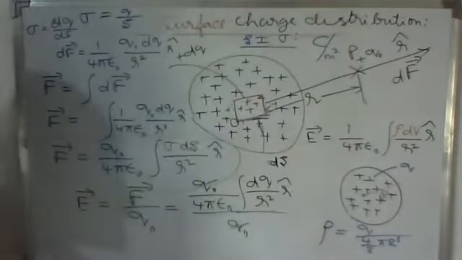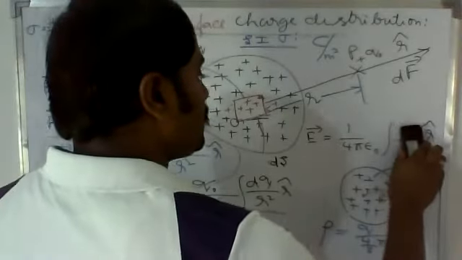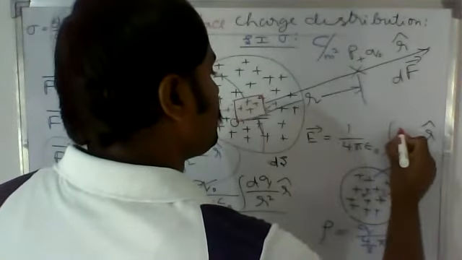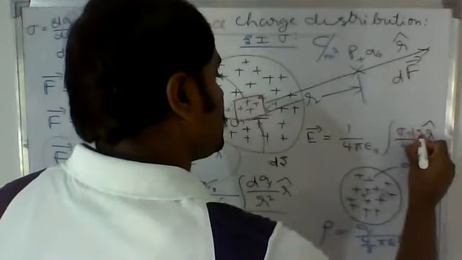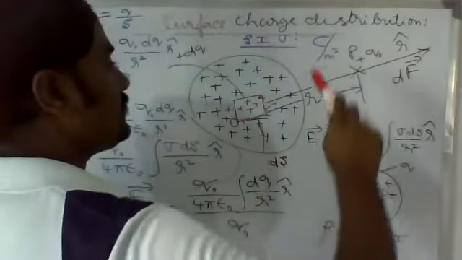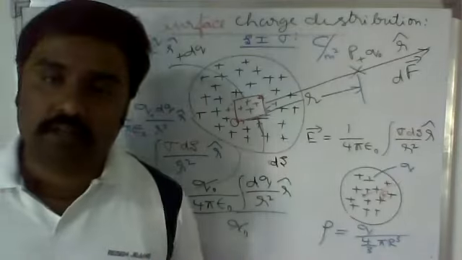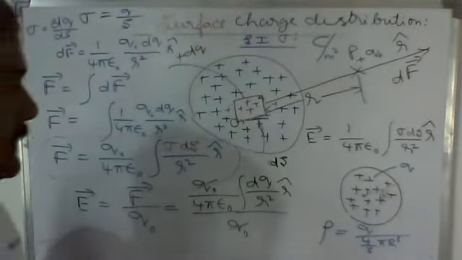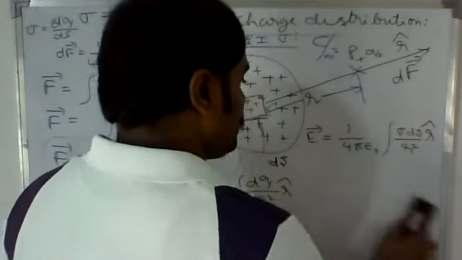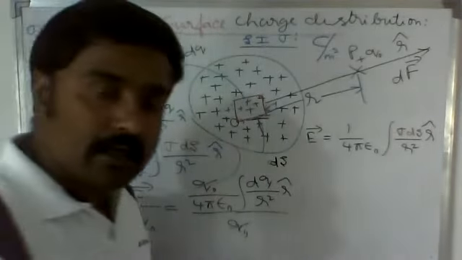This is the mathematical expression for the net force acting on plus Q naught due to the surface charge distribution. And for the net electric intensity, instead of dq, the value is sigma into ds. This is the mathematical expression for the net electric intensity at a point due to the surface charge distribution. Surface charge distribution entirely depends on the shape of the conductor.